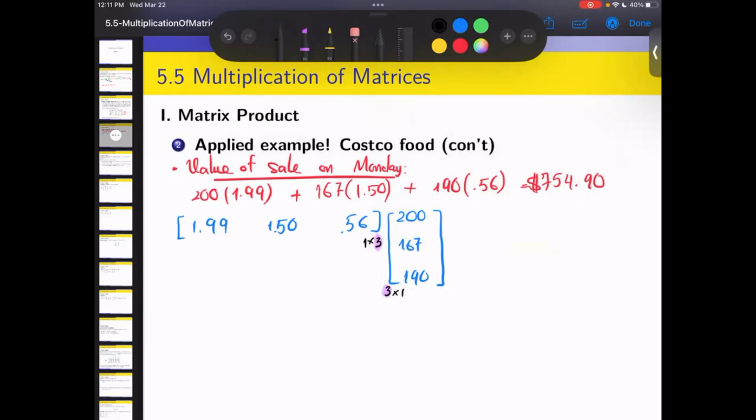Remember the dot product? You multiply each of the corresponding entries and you add them together, right? So we take $1.99 times 200 right there. And then what do you do next? $1.50 times 167 right there. And 56 cents times 190. So you actually use it every day. You just don't think of it that way.